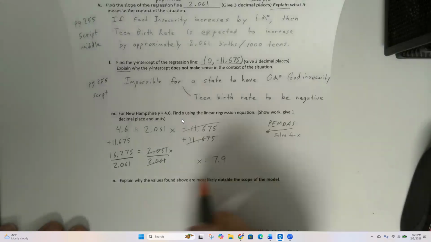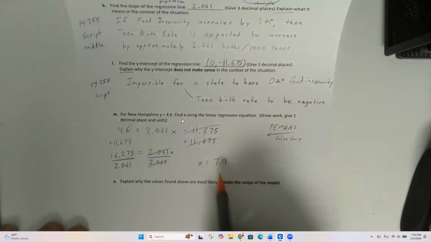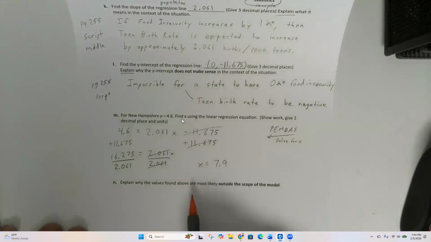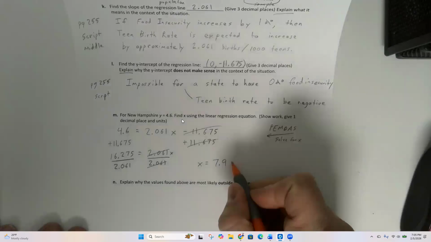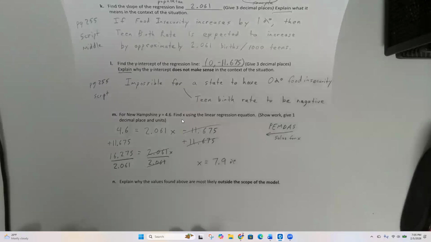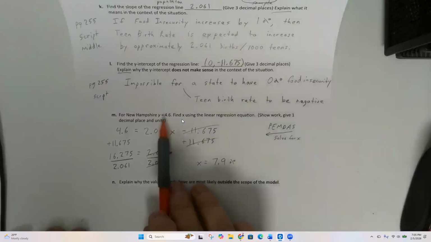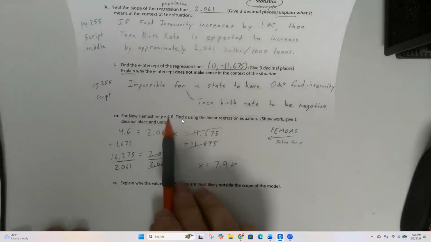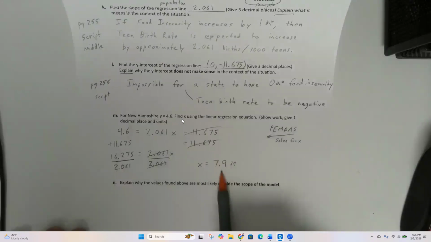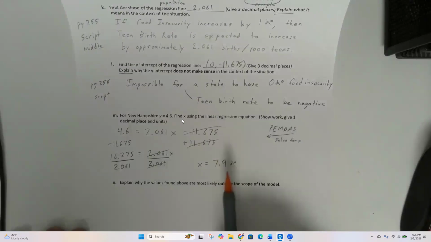All right, so one decimal place and units. So what was the units on x? Percent. You guys got it. All right. So New Hampshire has a teen birth rate of 4.6 births per 1,000 teens. X is 7.9% food insecurity.